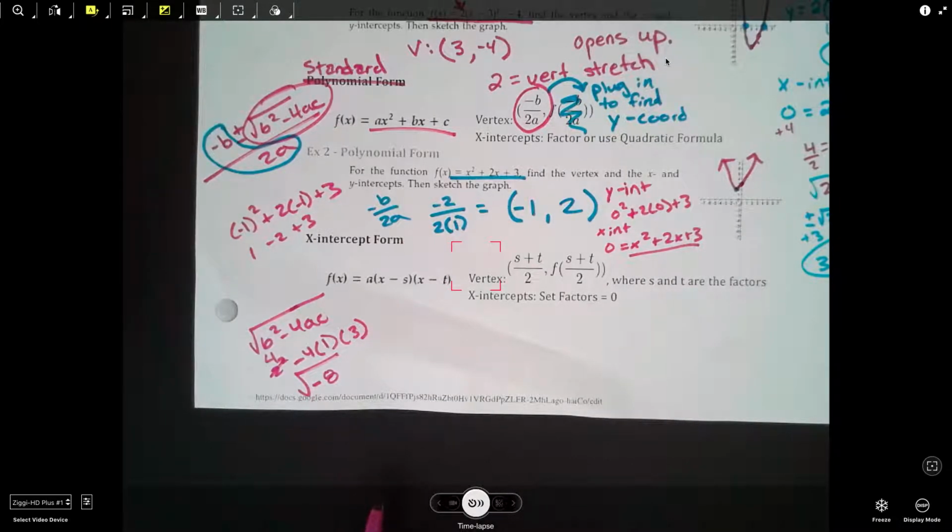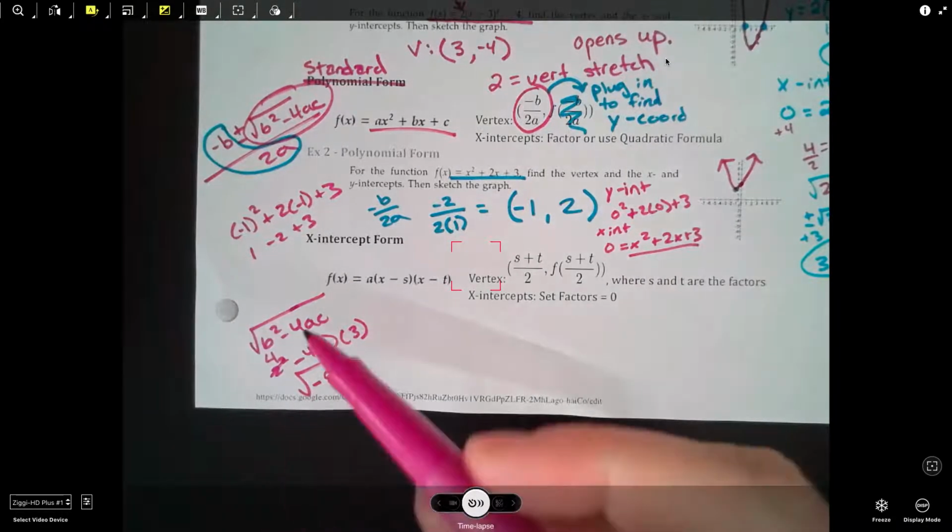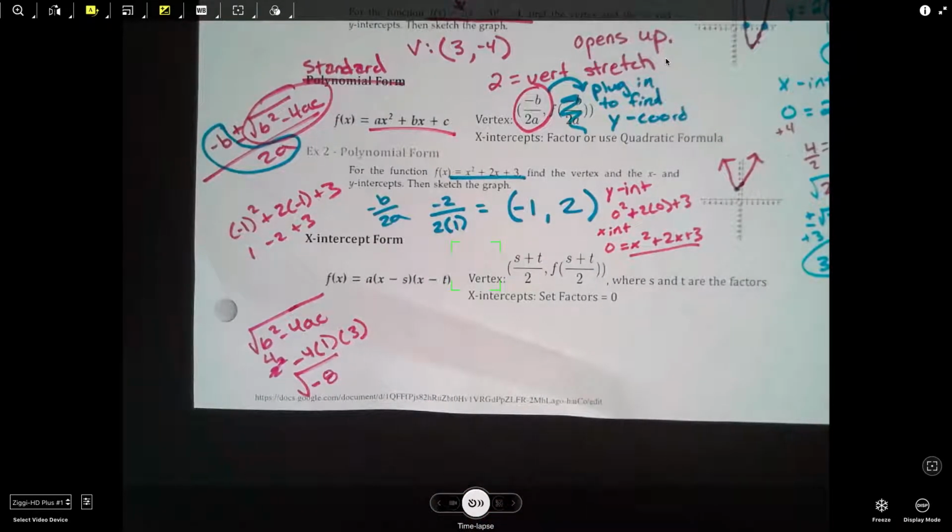So it's the discriminant, and really the discriminant is everything except the square root, but I just left the square root in there so you could see that, oh, square root of a negative, not good. Okay, so there is that. All right, okay. That is standard form, polynomial form.